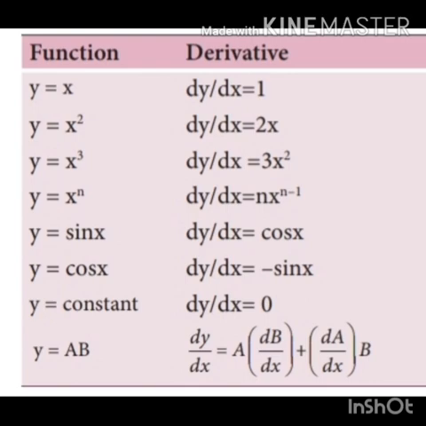For the function y is equal to sin x, the derivative dy by dx is equal to cos x. y is equal to cos x, dy by dx is equal to minus sin x. y is equal to a constant, dy by dx is equal to 0. y is equal to a into b, dy by dx is equal to a into db by dx plus da by dx into b.